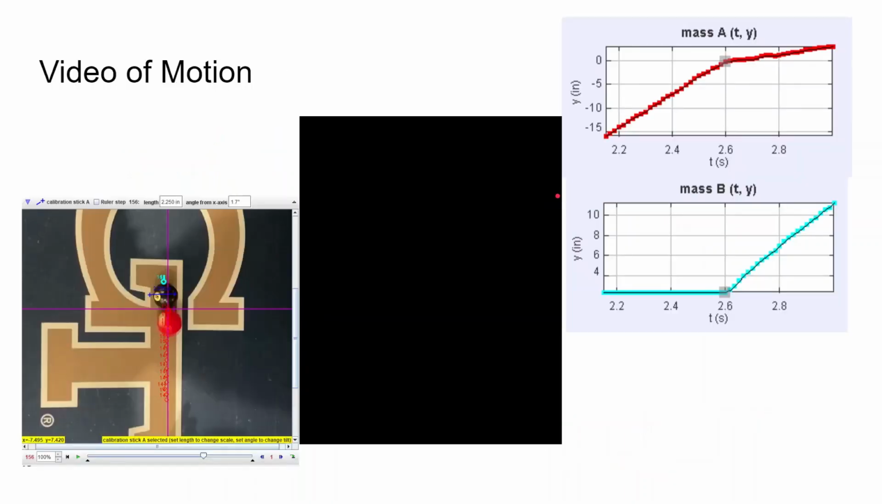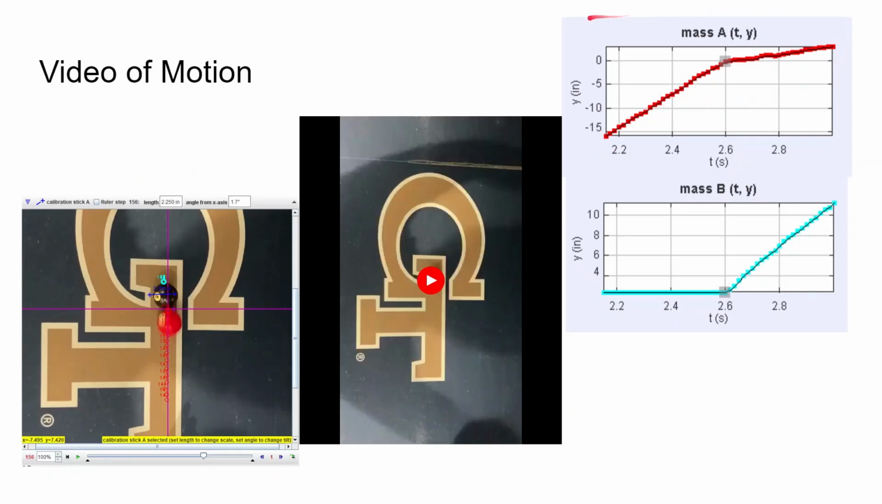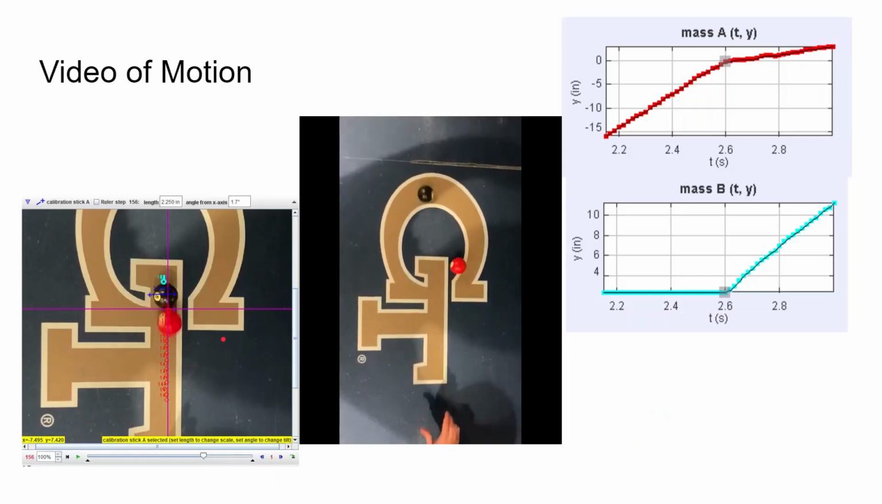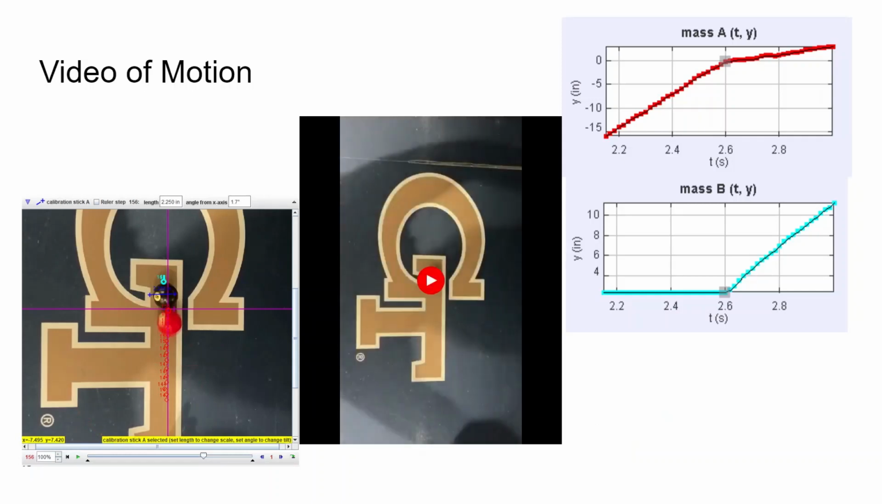On to a video of motion. Over here we have the graph of position of the red ball and the graph of position of the black ball. The point of collision is very clear, which was very good data to find. Over here is a screenshot of the tracker. If we look at the actual video, there was a slight deviation in the x-axis, which we'll show again.